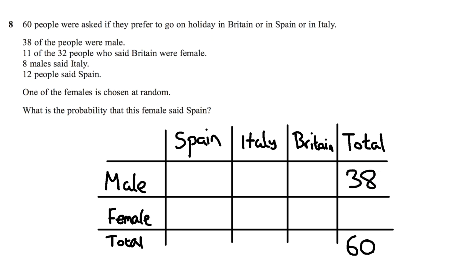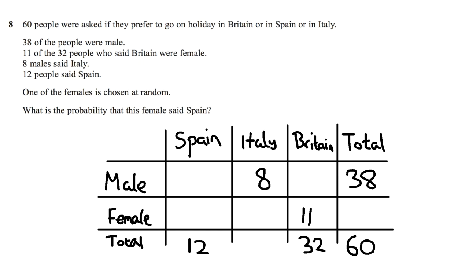The next sentence states 11 of the 32 people who said Britain were female. So 11 goes over here, and 32 is the total that goes over here. The next sentence says 8 males said Italy. So 8 goes over here. The next one says 12 people said Spain. So a total of 12 said Spain.